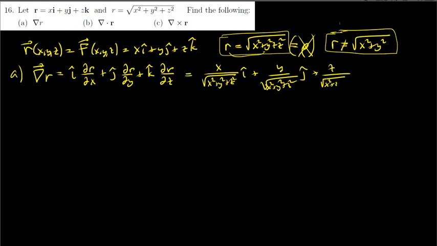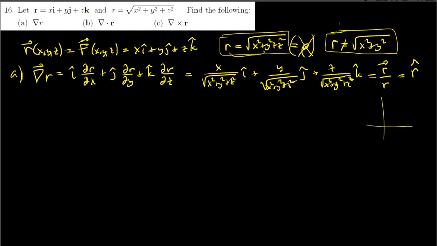Yeah, that's y squared, z squared. Okay. Right, so this is actually just r, the vector, divided by r. And you can think of that as the unit vector in the direction of r, right?